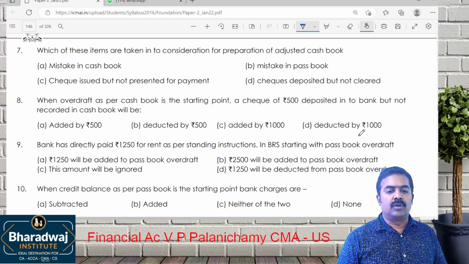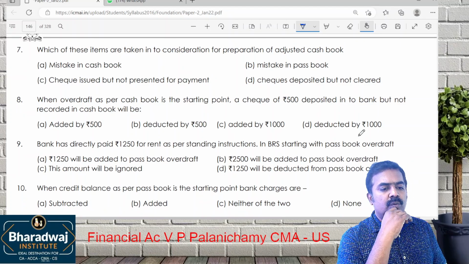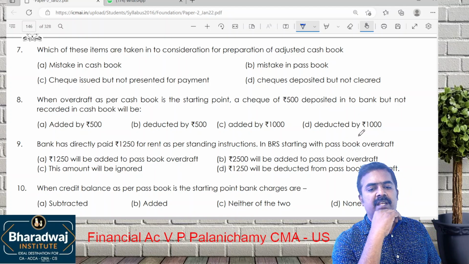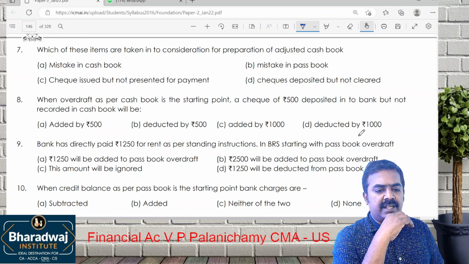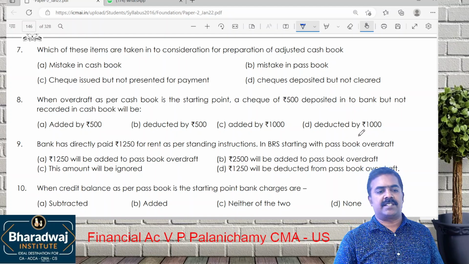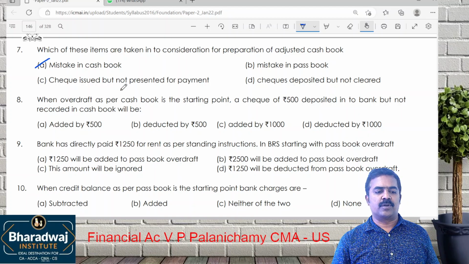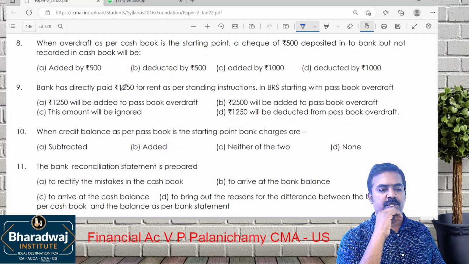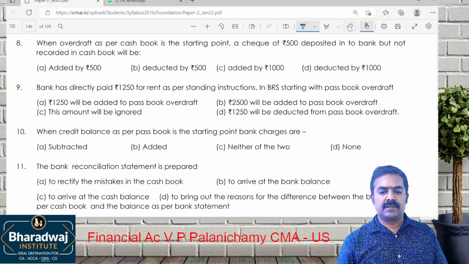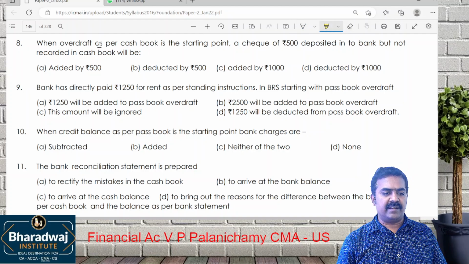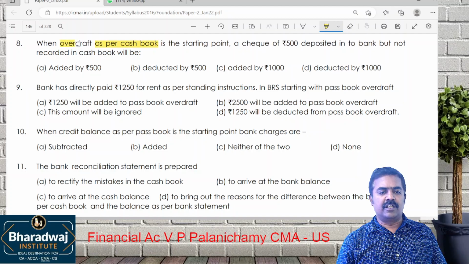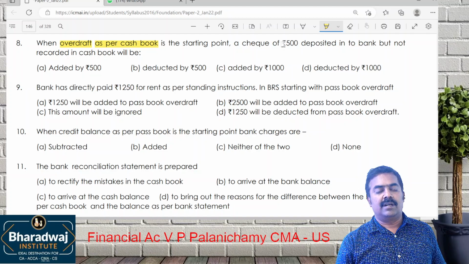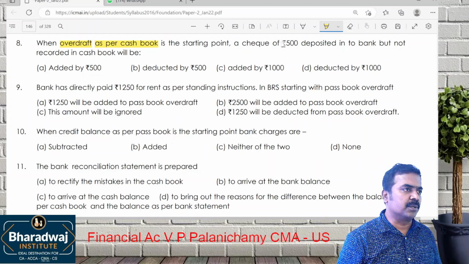Take up this, go through this. Which of the items are taken into consideration for preparing which one? Adjusted cash book. Mistakes in cash book. Mistakes in which one? Cash book. Then go to point number 8, which is most important from the examination point of view also. OD as per which book? So are we customer? Normal balance or OD balance? OD balance. According to the banker, we have to adjust.